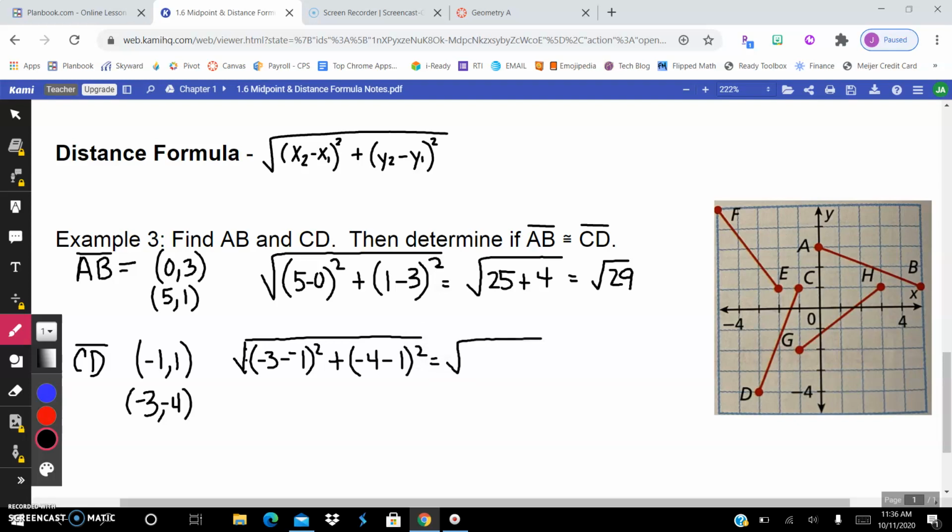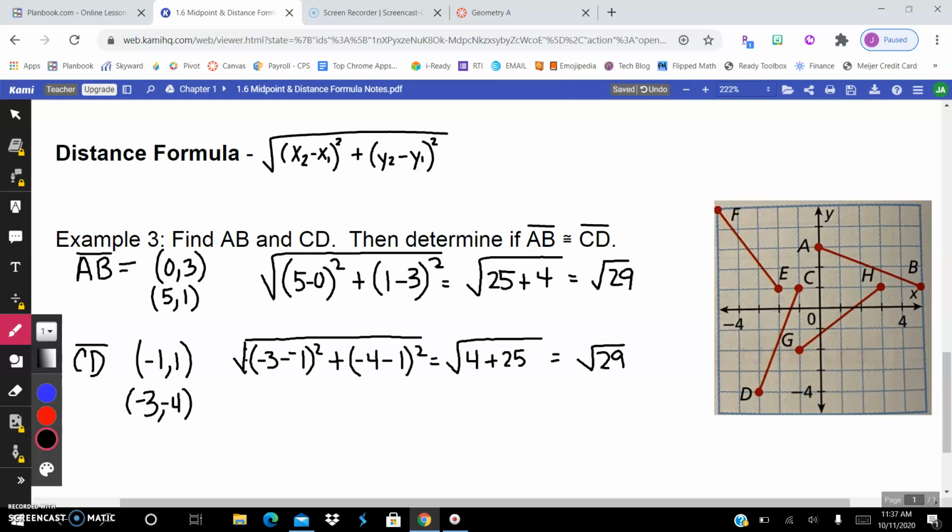So now we have to go through and simplify. -3 minus a -1 actually turns into +1. So -3 plus 1 would be -2. -2 squared would be 4. And then in the other set of parentheses, we have -4 minus 1 would be -5. And -5 squared would be 25. So +25. And then if I add those together, I get the square root of 29.